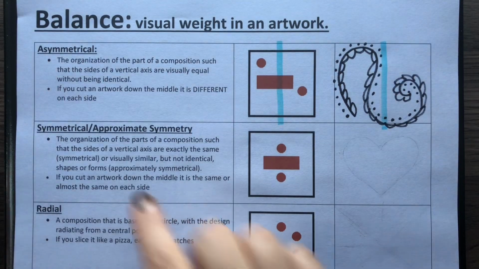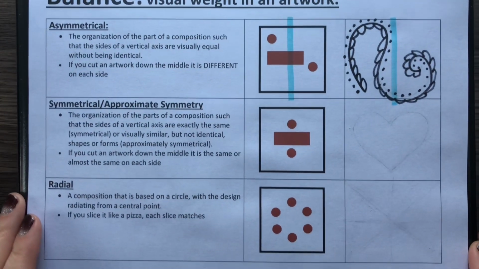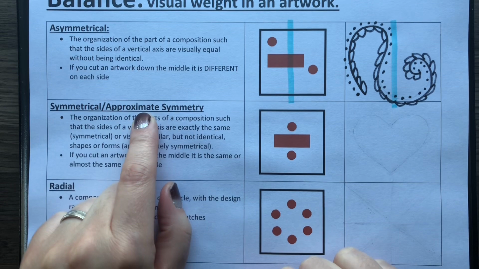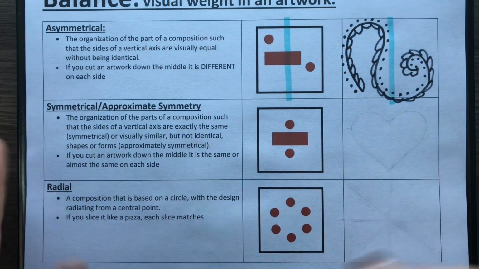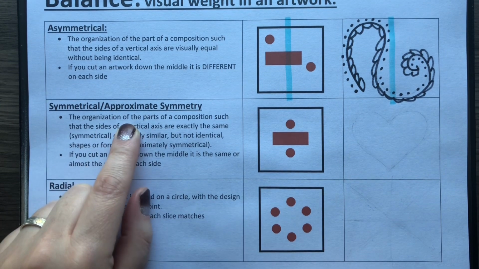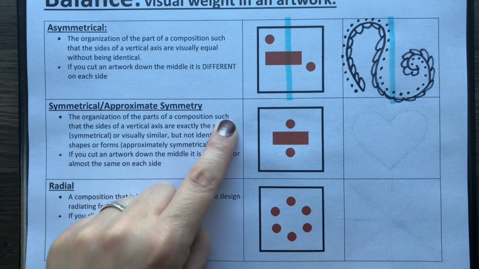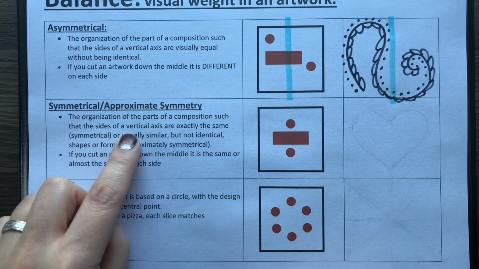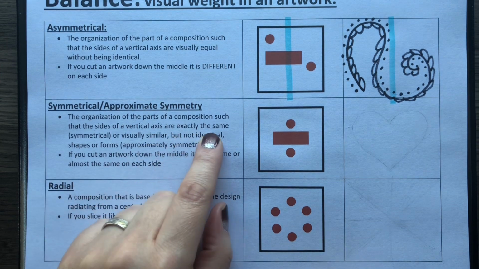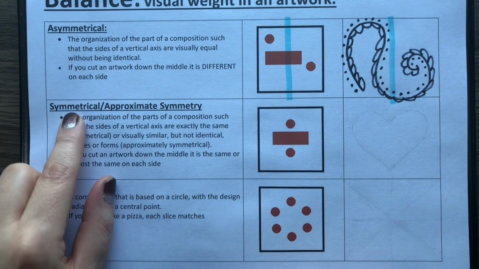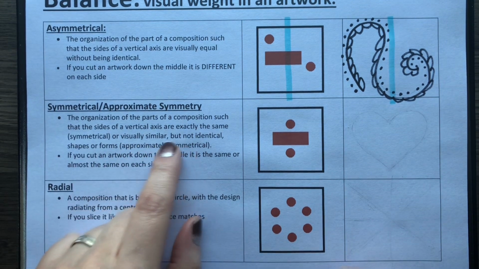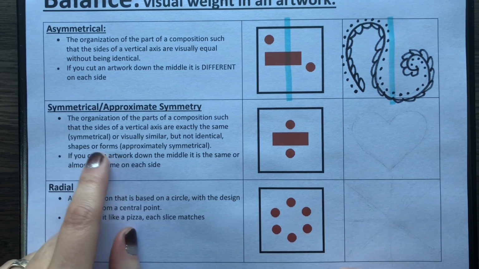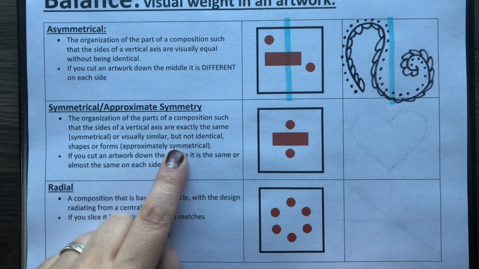Okay. So now the next one on here is symmetrical and approximately symmetrical. The official definition is the organization of the parts of a composition such that the sides of a vertical axis are exactly the same. So if it's symmetrical, it has to be exactly the same, or visually similar but not identical shapes or forms. And that would be approximate.